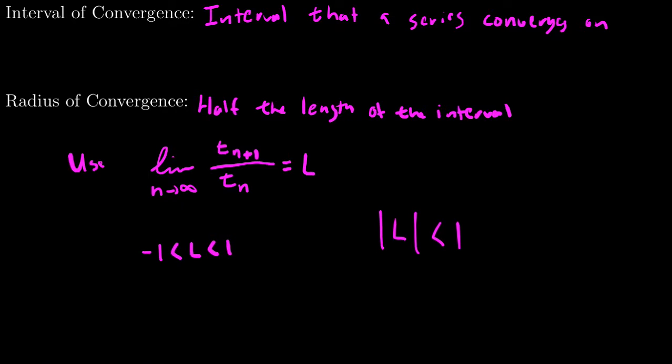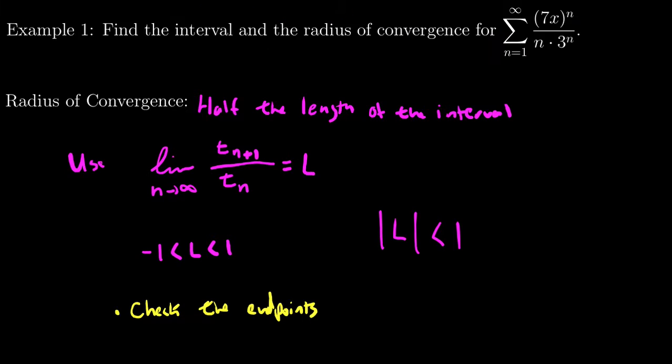The final thing here is we need to check the endpoints. The limit test only tells me that it definitely converges between -1 and 1. It doesn't tell me whether any of these should have equal to in them. So I need to actually check both the endpoints. That's probably the trickiest part. So let's see a couple of examples.